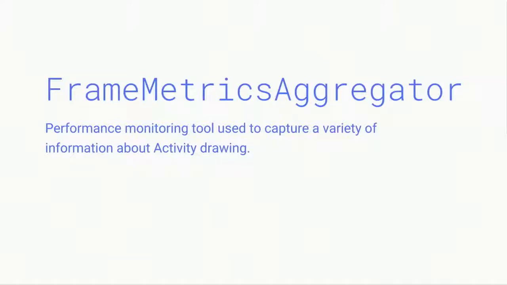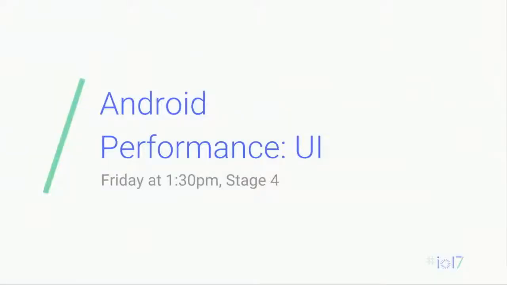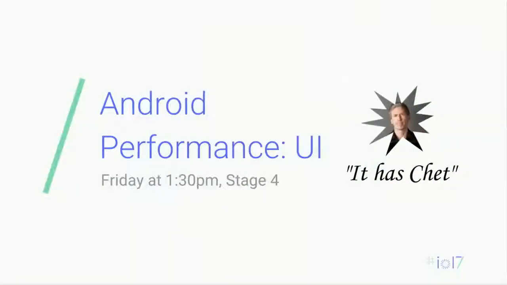And for developers interested in learning about their UI performance, we've added Frame Metrics Aggregator. So this allows you to attach to an activity and get information about rendering milestones during the lifecycle of a drawing frame. Now, if you don't know what a rendering milestone is, or you do know and you want to learn more about assessing the performance of your UI, you can check out the Android Performance UI talk. If you don't care about performance of your UI, but you saw Chet's talk yesterday, Speechless, and you just really love Chet talks, it has Chet. So you can check that out Friday at 1:30 p.m. on stage 4.